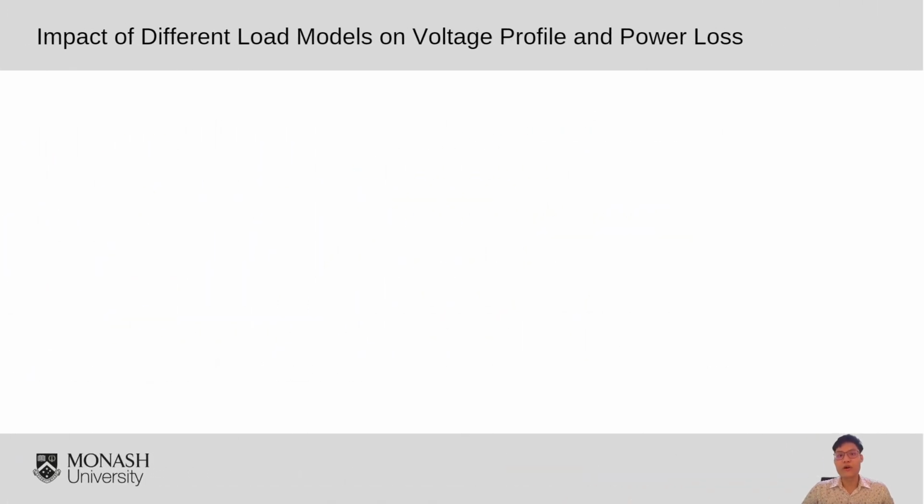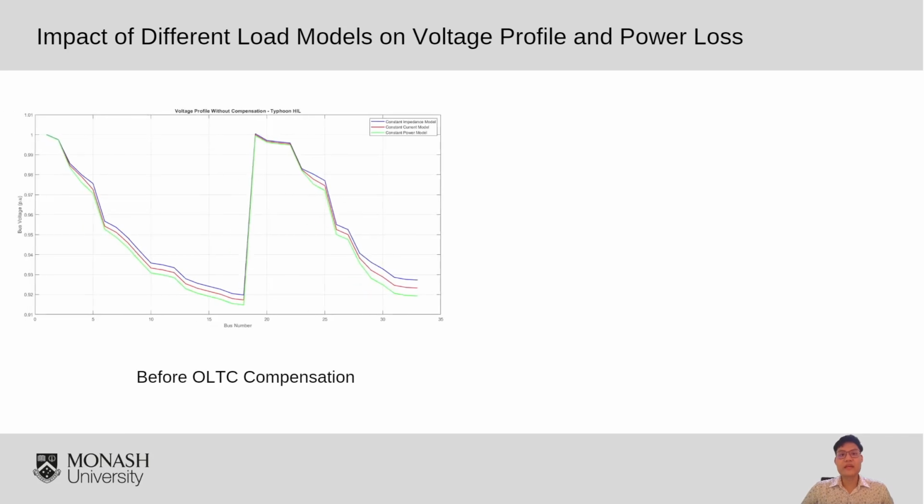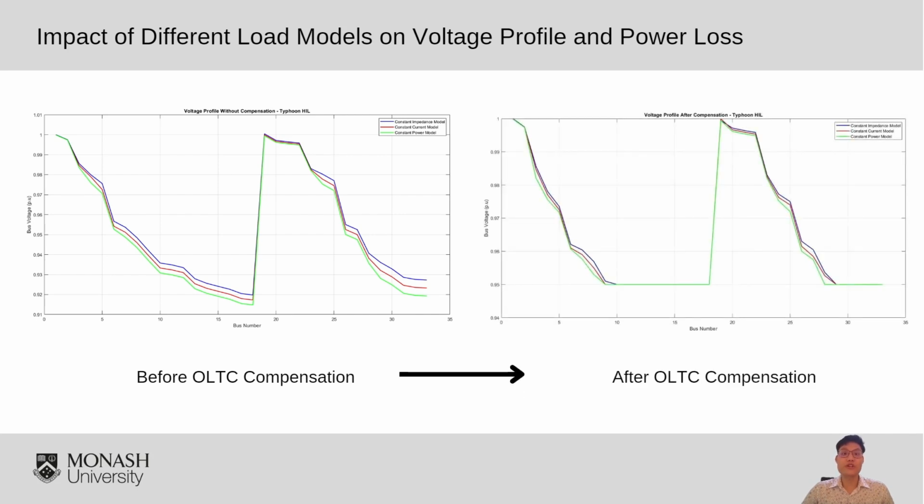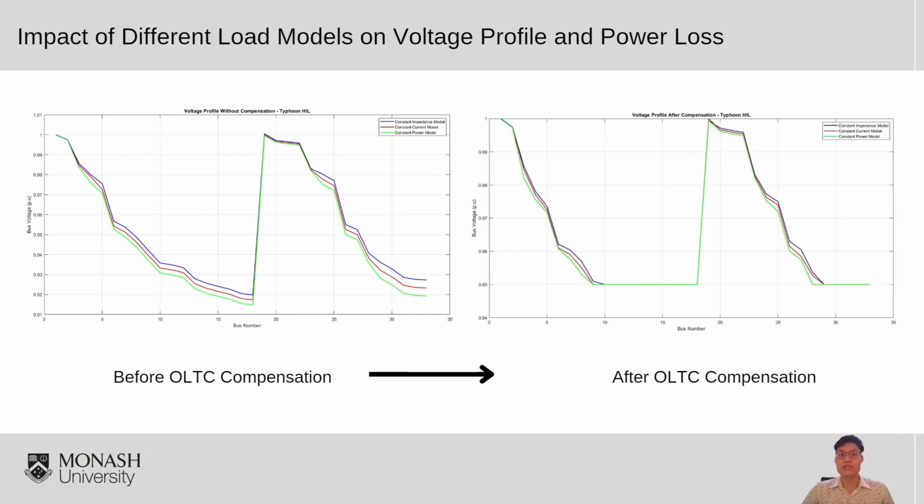Now, moving on to the behavioral test. This test confirms if the OLTC works correctly under different load models. The graph shows the voltage profile before and after OLTC compensation for the three load models. Before compensation, there is a noticeable voltage drop as we move further from the source. After compensation, the voltage levels of the three load models are much more stable across all models.